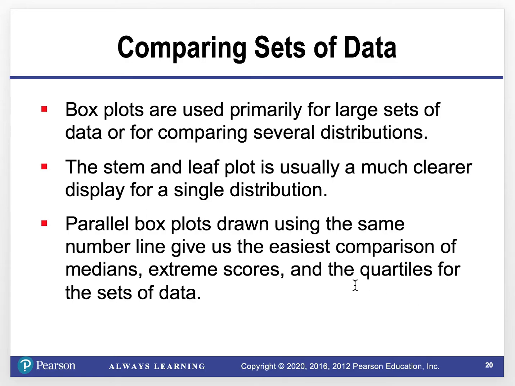Okay, comparing sets of data. Box plots are used primarily for large sets of data or for comparing several distributions, right? It's really nice for comparison. So the stem and leaf is usually a much clearer display, but remember, it's only useful for smaller data sets. So if I have quite a large data set, I might prefer this box plot. Parallel box plots drawn using the same number line, and that's going to be important, the same number line, give us the easiest comparison of medians, extreme scores, and quartiles.